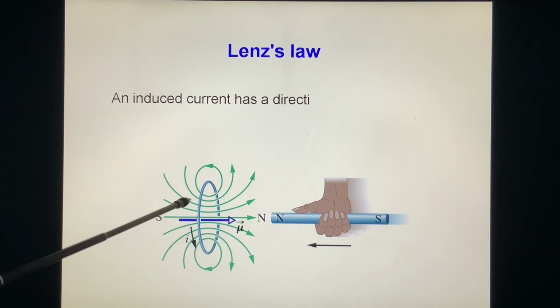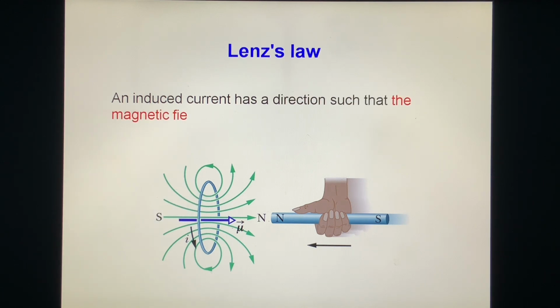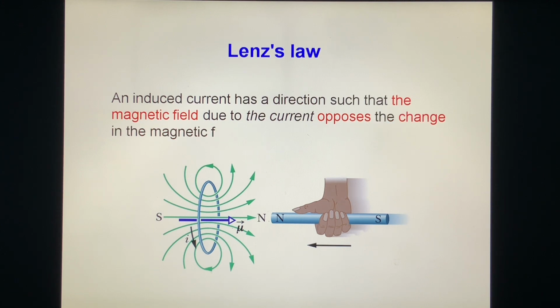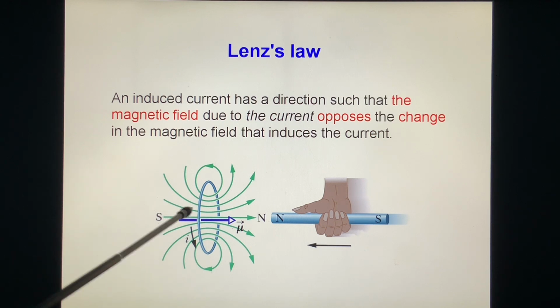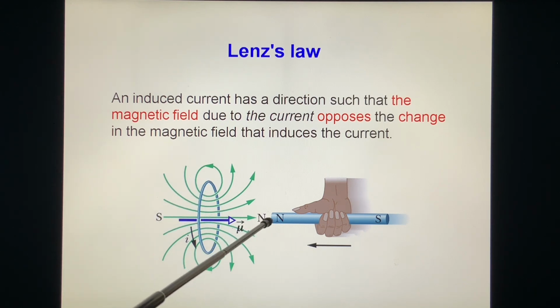An induced current has a direction such that the magnetic field due to the current opposes the change in the magnetic field that induces the current. Suppose we push a magnet toward the loop, with the north pole first. We will find the induced current produces a magnetic field too. It is always against the change. So this is north to north, which repels it and reduces it.